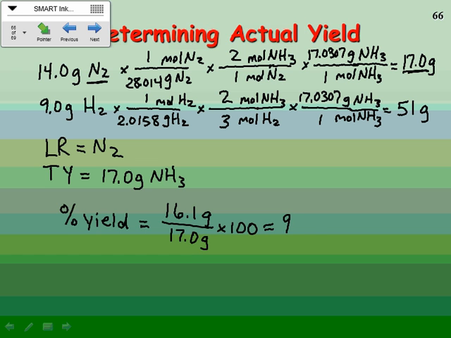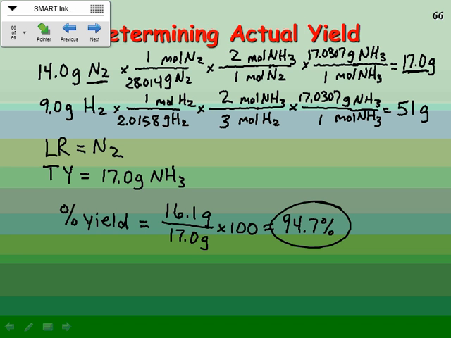Yes, ma'am. What if it was 16 grams, then you had 17.0? Then you'd round it to 2. If it was 16 on top, just 16 on top, and 17.0 on the bottom, you round to the lowest number of sig figs. Yep. So it would be 2 sig figs.